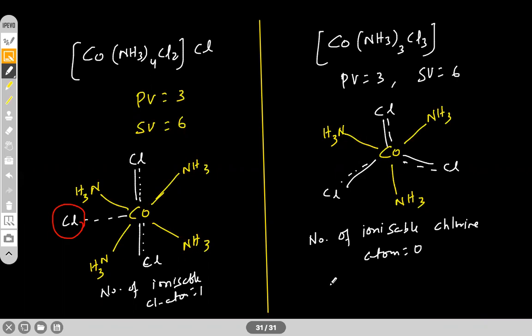Now K4[Fe(CN)6], we have 6 cyanide ions, right? So the oxidation state is 2 triple.